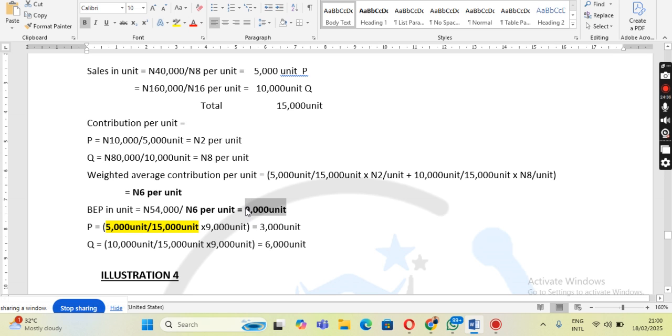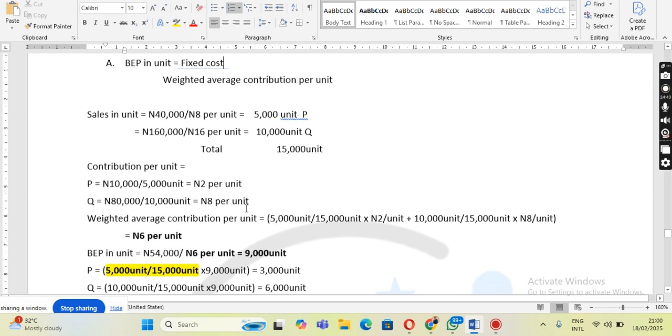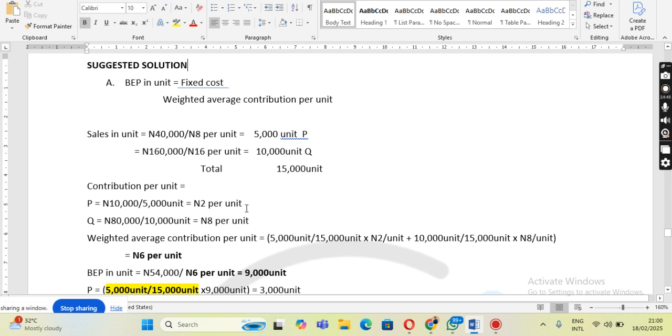So you now multiply, you now get the one for P. Is that not so? Now let me quickly go back. You can see the step. The question says that the BEP for each of the two products. First, what is the formula? Fixed cost. Normally, if it is a single product, we say fixed cost divided by contribution per unit, and we move on. But since it is multiple products, two products, you need to get the weighted average contribution per unit for the two products first, which is what we did, and that gave us 6 naira per unit.